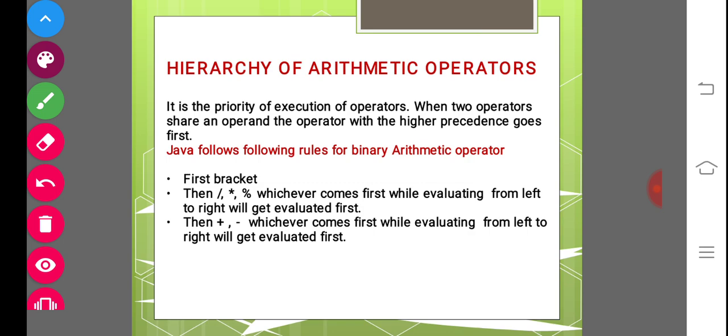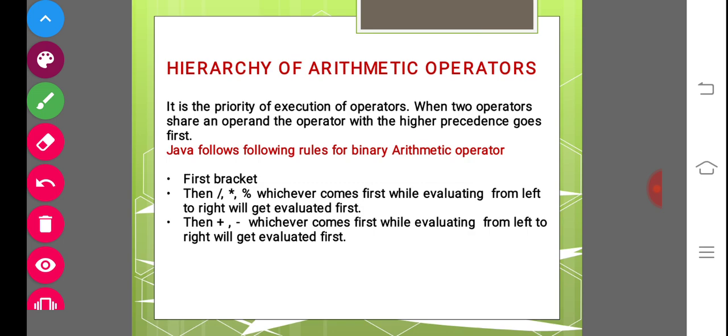So what are the rules for binary arithmetic operators? It is the same as the BODMAS formula in your mathematics. First, brackets will be solved, then divide, multiply, modulus, whichever comes first while evaluating from left to right will get evaluated first. So whichever operator comes first, it will be solved on the priority basis. The second is plus and minus. Whichever comes first while evaluating from left to right, that will get evaluated first.